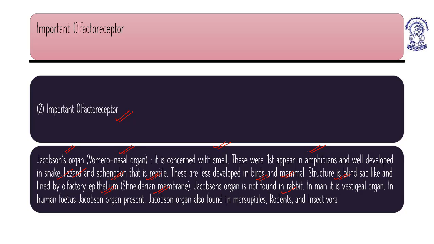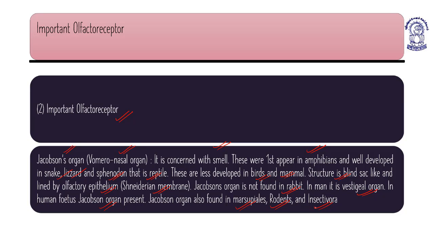Jacobson's organ is not found in rabbit. In man, it is a vestigial organ, though in the human fetus Jacobson's organ is present. It is also found in marsupials, rodents, and insectivores. It is also known as the vomeronasal organ and is concerned with smell.